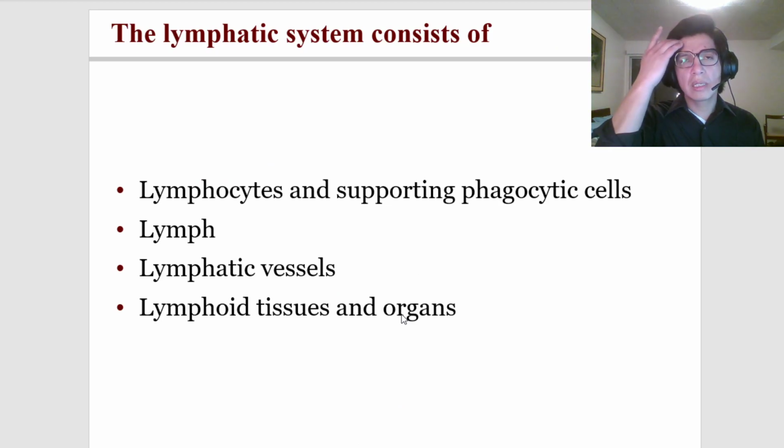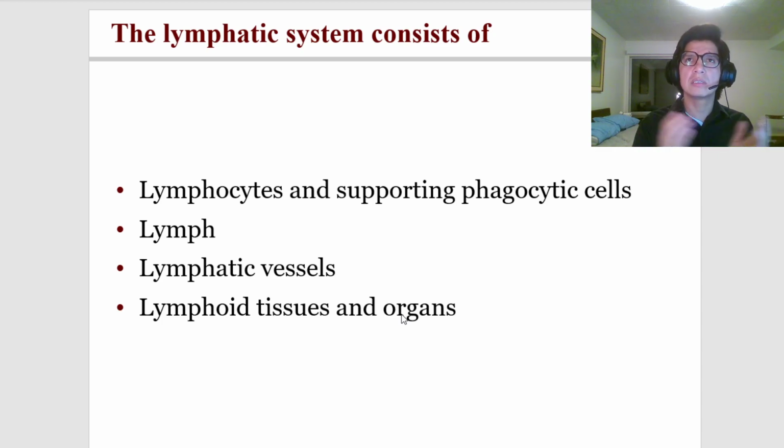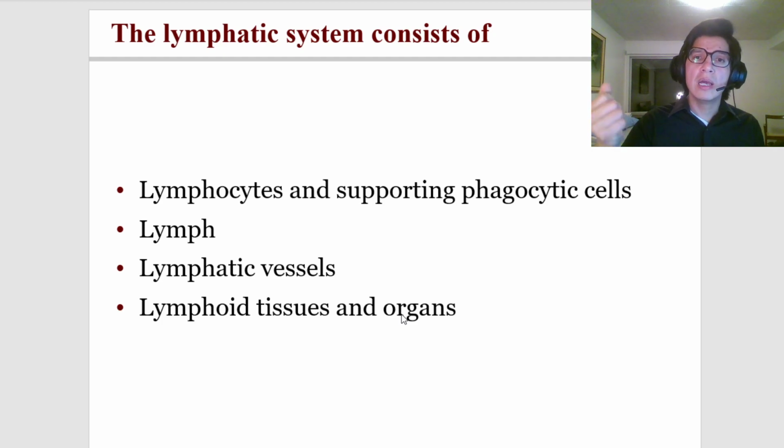So let's look at the hierarchy of the structural components of the lymphatic system. You have your lymphocytes and supporting phagocytic cells. These are cells that engulf foreign invaders, but the role doesn't stop there. Whenever cells engulf foreign invaders, they don't just digest and kill them. They also save portions of them, and they display them on their membrane and say, "Hey, we're under attack by this guy."